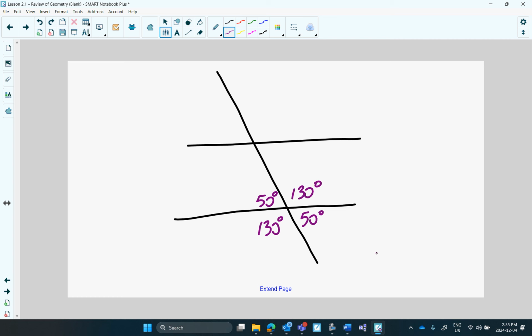Okay. This one. Would that also be 130? It's 130. What's this one? 50. This one? 130. This one? 30. There you go. Yay. Yes. Okay. All right.